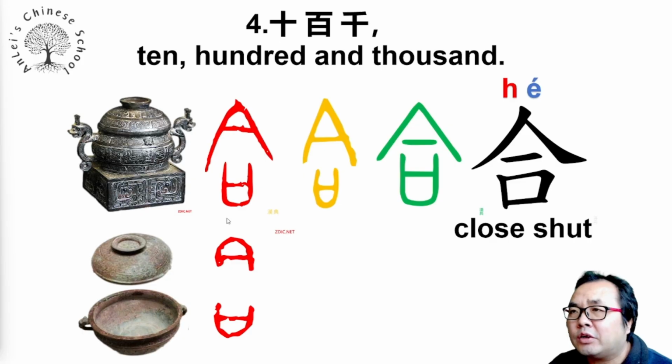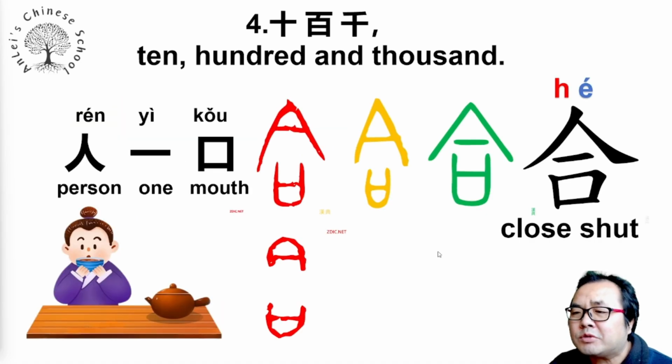And this is the right part of this character. It is pronounced 和. In oracle inscription, it's just like a bronzeware. There's a covered lid on the top and the body of the container. And this one is a mouth. Another writing is a mouth. So you cover the container or cover the mouth. It means close, shut. When I was a kid, there was a riddle for this character: 人一口, person, one mouth.